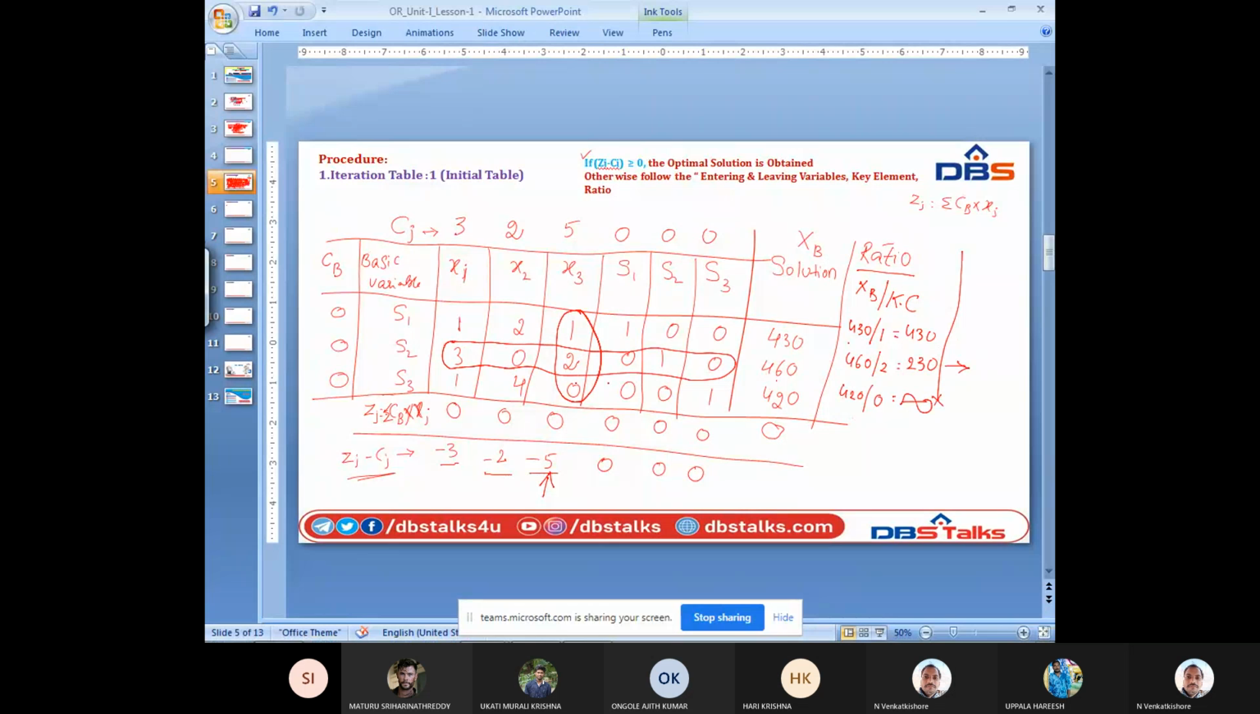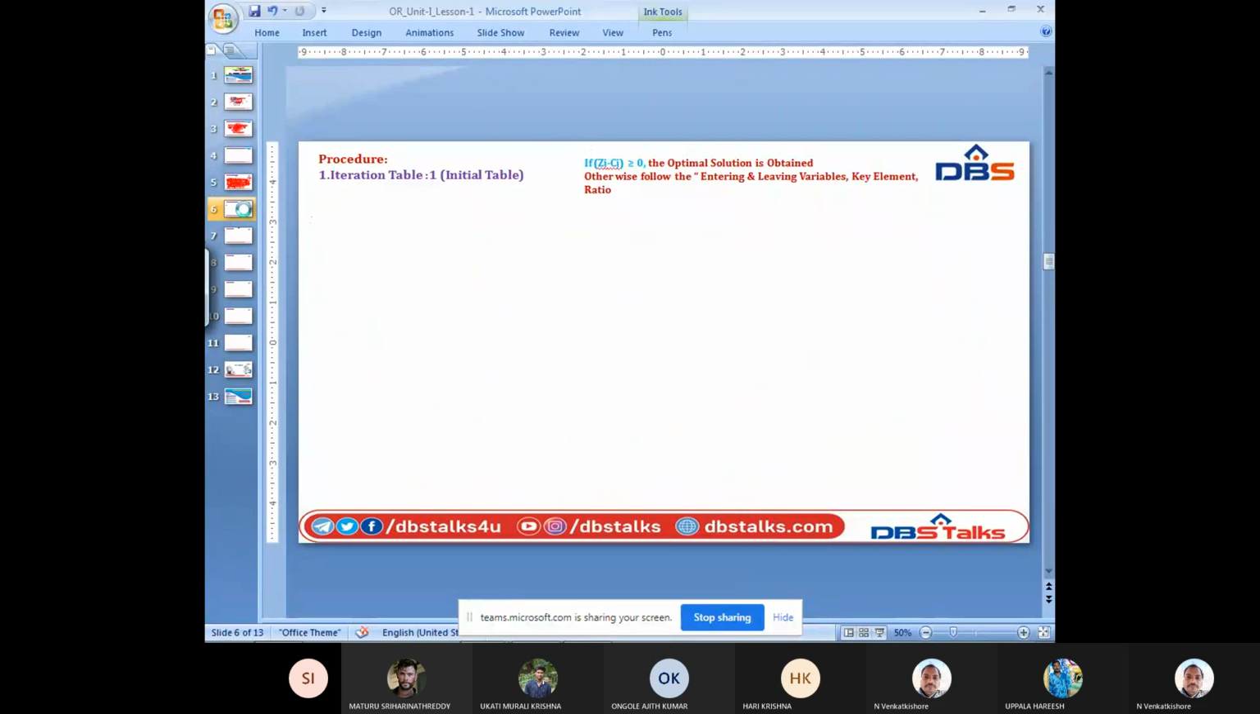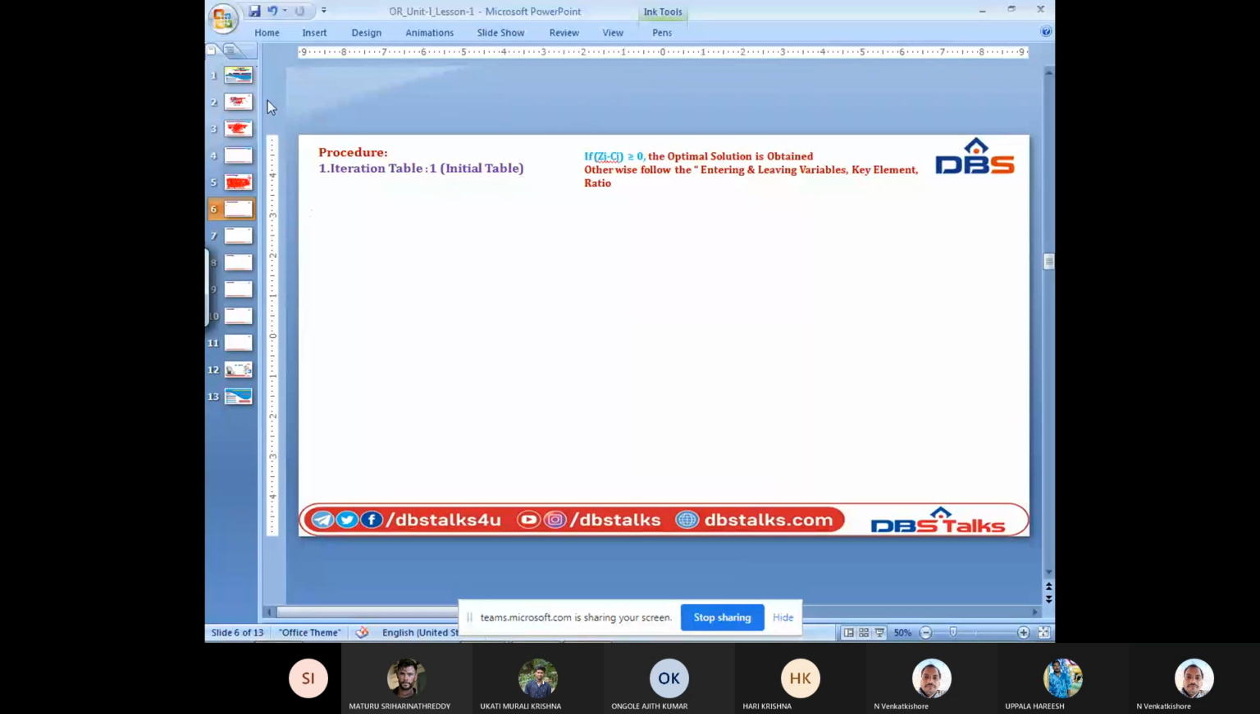So while marking the column, we have to note the value as most negative, and for the row, least positive. 430 is more than 230. At the same time, this value is more than these two values. So which one is the least positive and most negative? Then coming to the next step, we have to write the values.